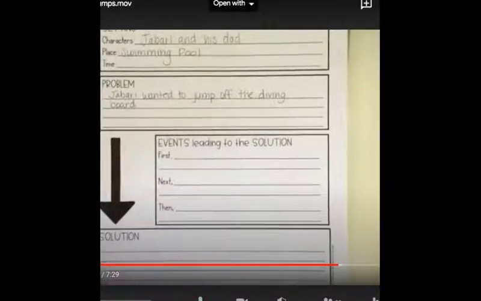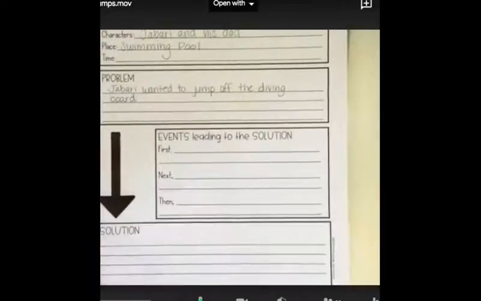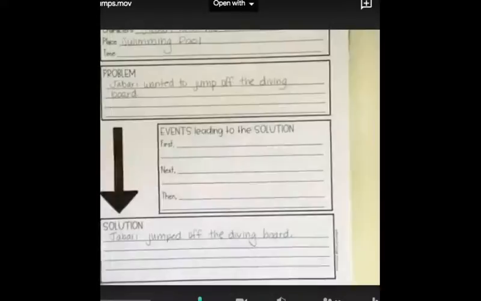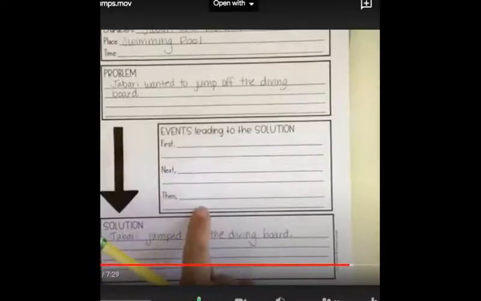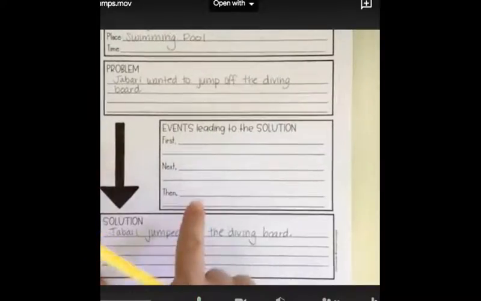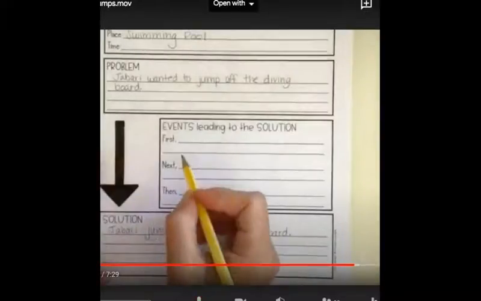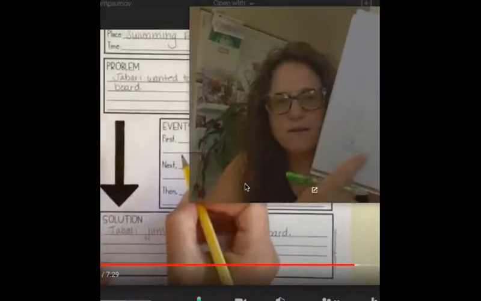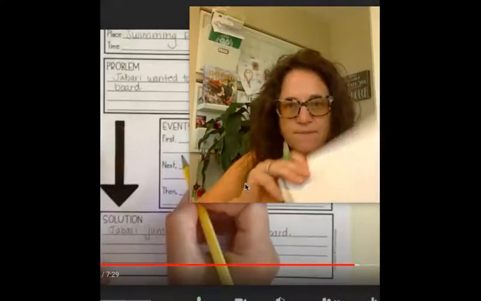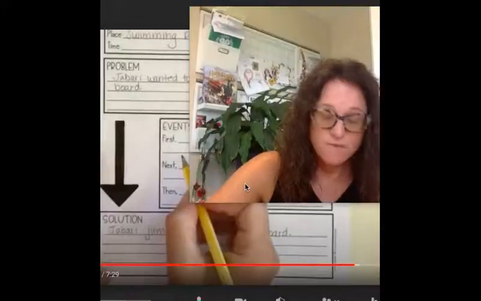To the solution of the problem. Well, we know that the solution was that Jabari actually did jump off the diving board. If we say that Jabari jumped off the diving board is the solution, let's think of 3 main events that led to him jumping off the diving board. You'll remember. I'm covering myself up. So at the bottom, we're going to add the solution was Jabari jumped off the diving board, right? That's what he ended up doing in the end. So we can do our problem and solution first.